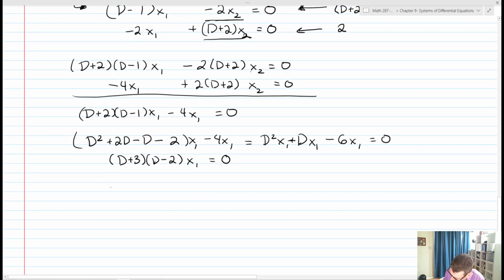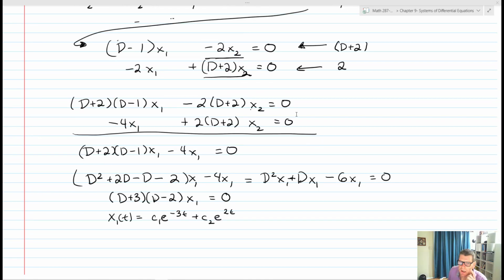And what I'm left with then is that x1 of t is going to equal c1 e to the negative 3t plus c2 e to the 2t. And that's my x1. Now I'm going to take x1 of t and plug it back into this first differential equation. Because in this first differential equation, we don't have to take derivatives of x2. It's going to be fairly straightforward for us.